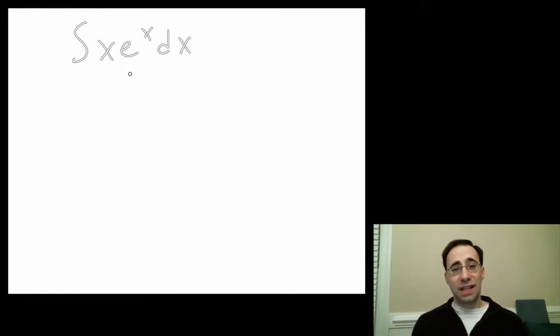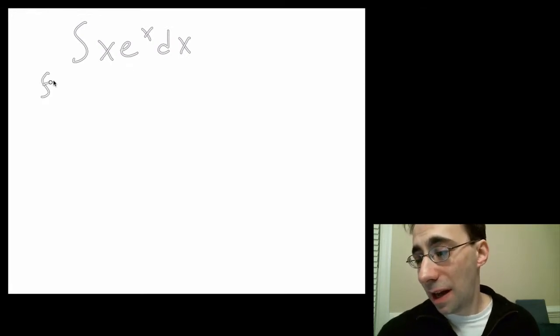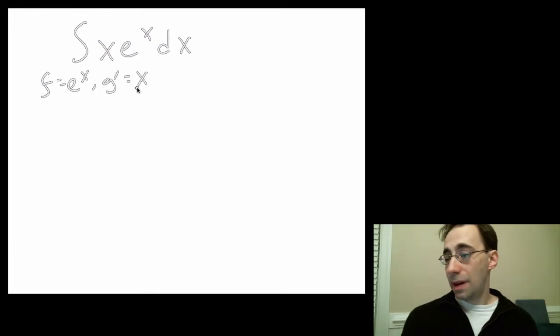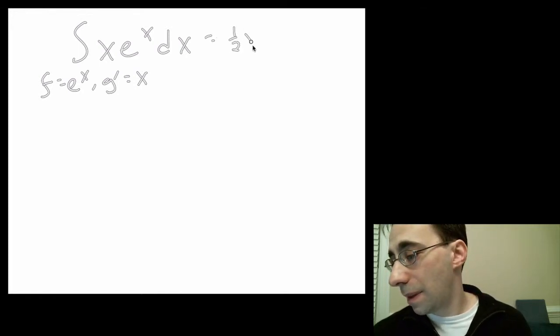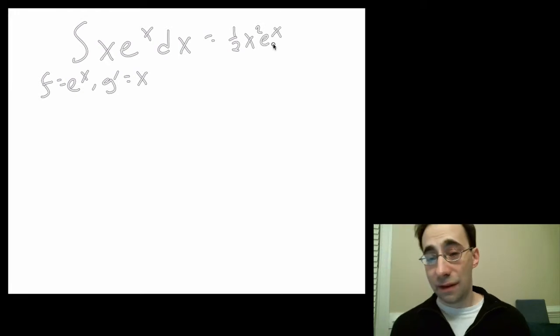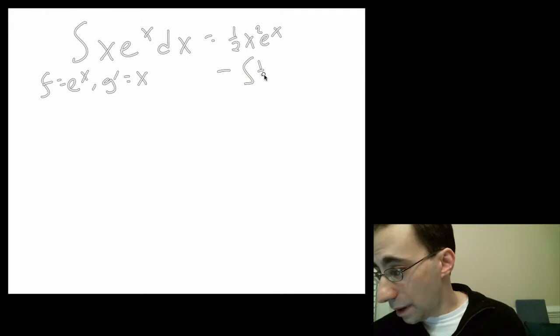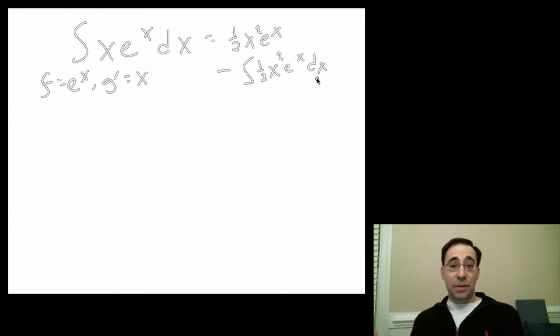And differentiating e gets us nothing because it stays e. So the new integral we have on the right would be even more complicated than the old one. So let's just write that out. If we had set f equal to e to the x and g prime equal to x, then we'd get that this thing equals 1/2 x squared e to the x, that's the fg part, minus the integral of 1/2 x squared e to the x dx, and we're actually in a worse shape than we started with, right?